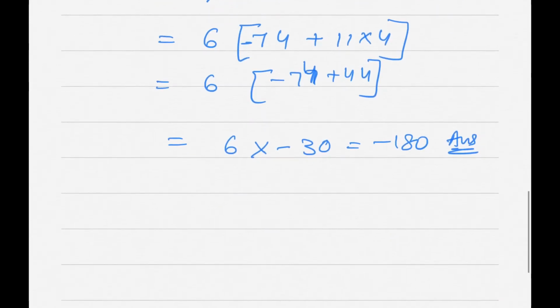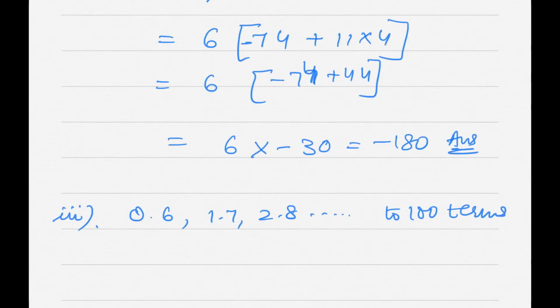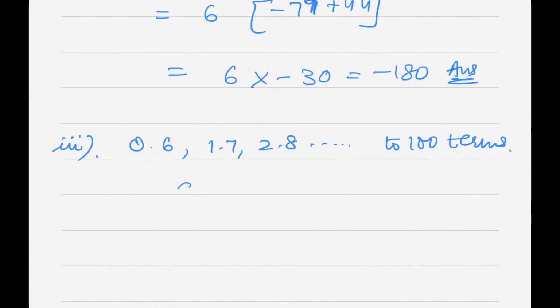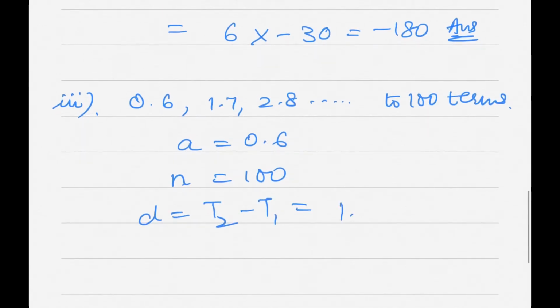That's fine. Now let's move to the third part. Third part is 0.6, 1.7, 2.8 and so on up to 100 terms. Okay, wow, so we have 100 terms here. So n is equal to 100. So from this AP we know a is equal to 0.6 and n is equal to 100, and d is equal to again second term minus the first term. So 1.7 minus 0.6. So this gives me 1.1.